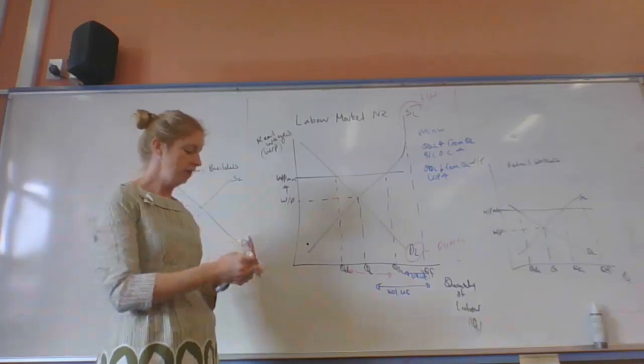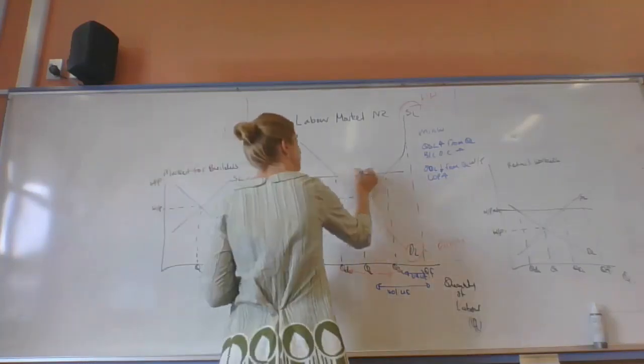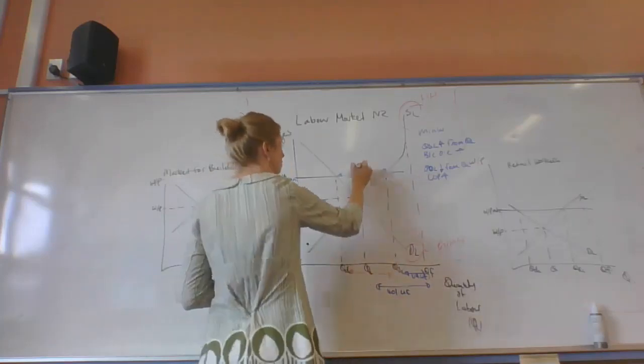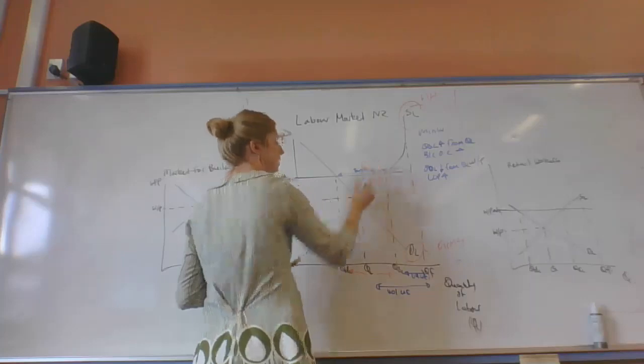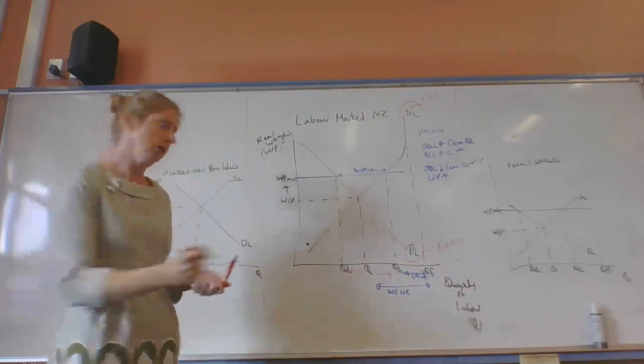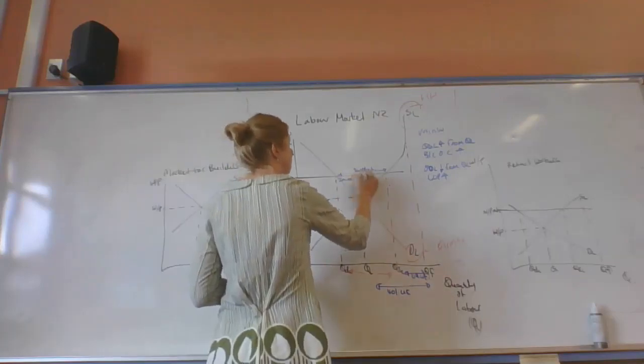Right? And what that means is that we have a surplus of labour here, the difference between QSL and QDL, so I'll call it a surplus or excess supply, and that actually has a name here. It's unemployment, but it's called involuntary unemployment.